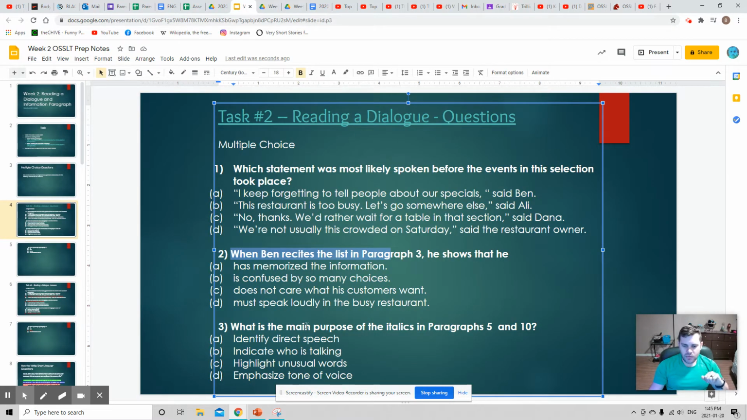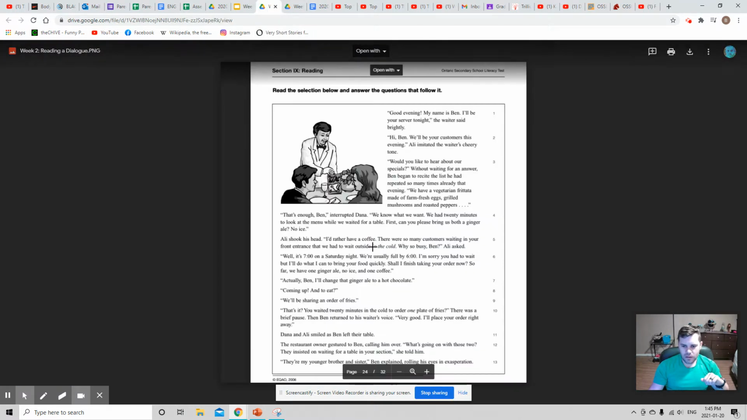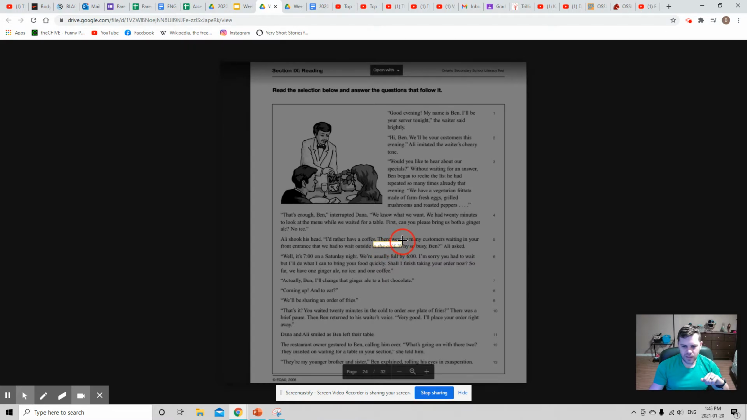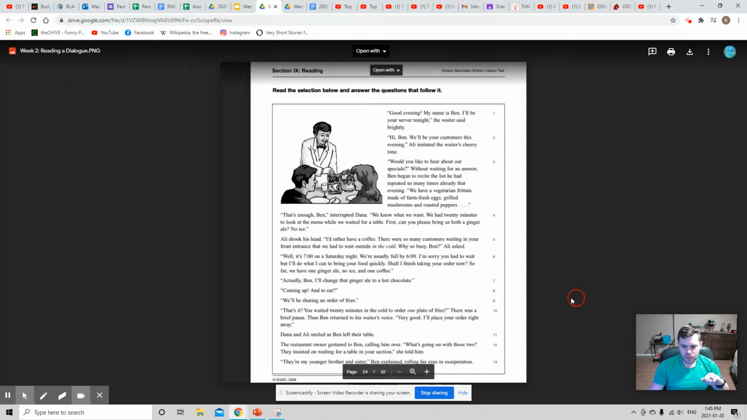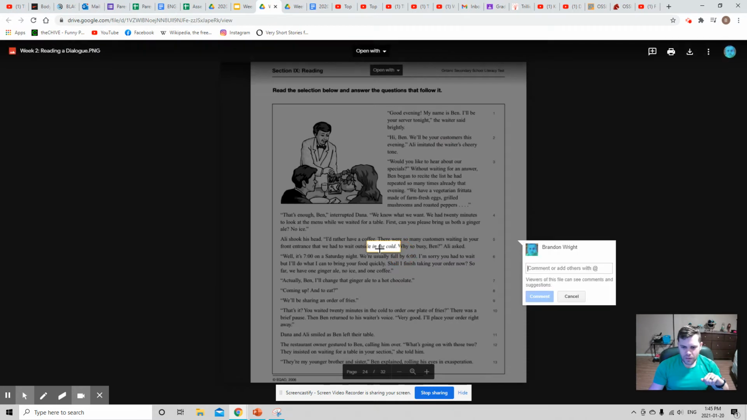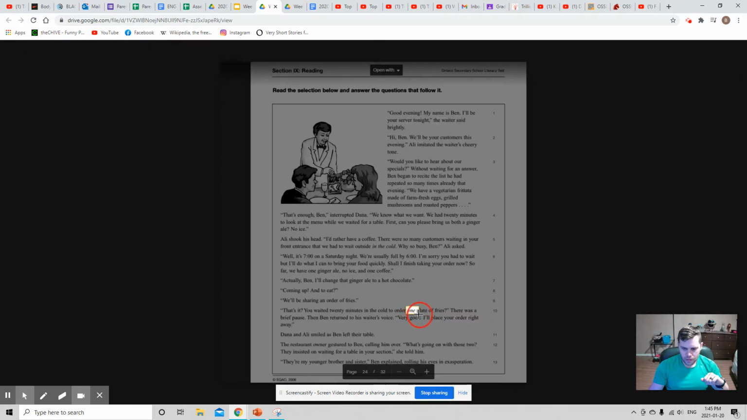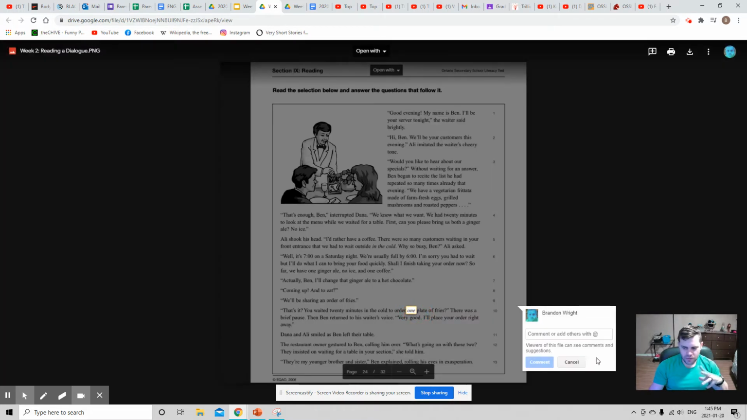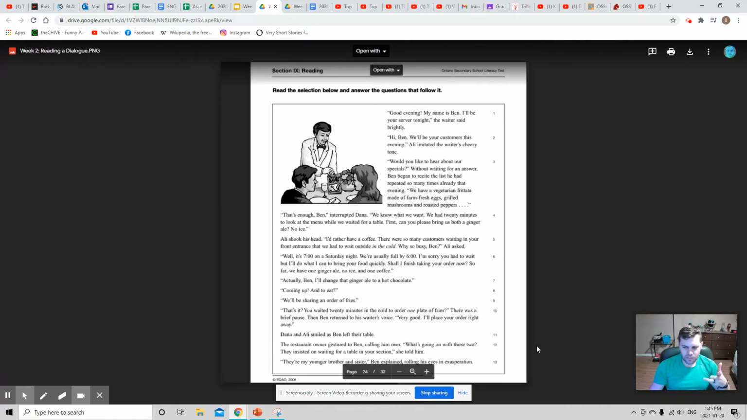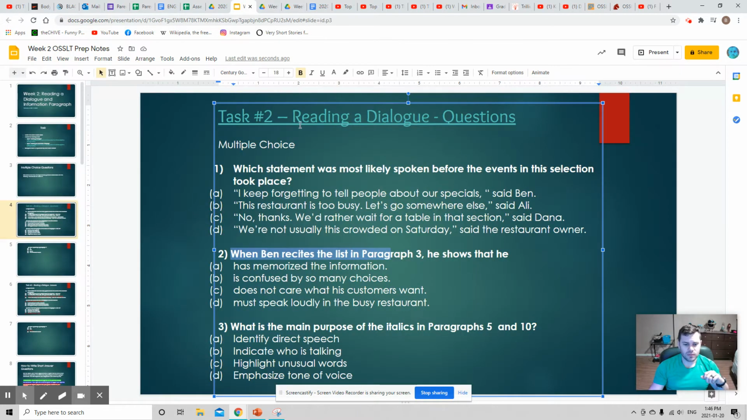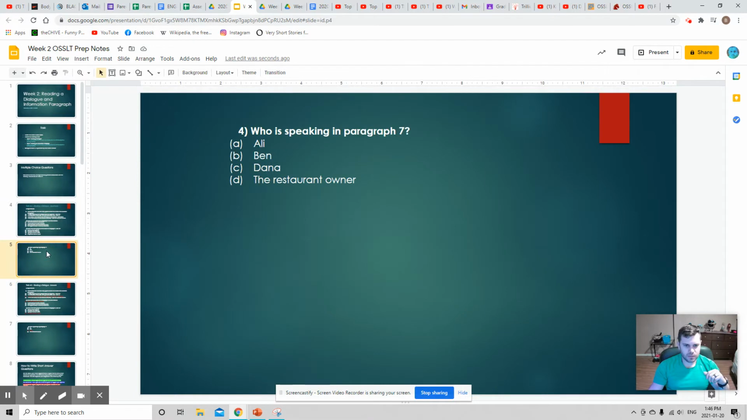Question 3, what is the main purpose of the italics in paragraph 5 and 10? So right here, this is in paragraph 5. Italics are just these slanted words. I'll make it bigger. So in the cold is italicized. And then right here, 1 plate of fries. So what is the purpose of those slanted words? Typically, they're used to place emphasis and strain on certain words. So it'll be pronounced as you waited 20 minutes in the cold to order 1 plate of fries. So that's how italics are used in literature.